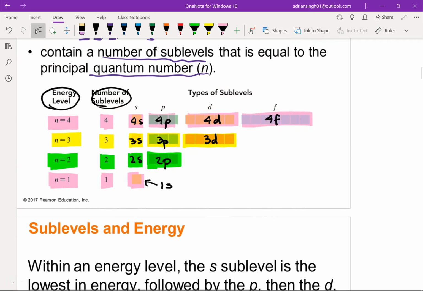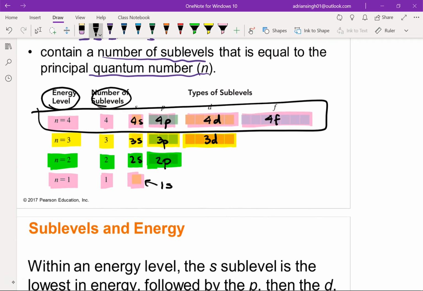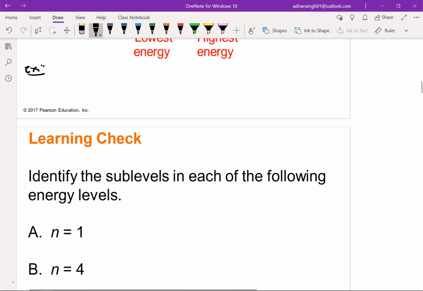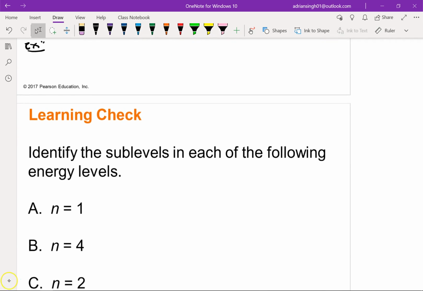So for example, in the fourth energy level, we can now say that the 4s is lower in energy than the 4p, which is lower in energy than the 4d, which is lower in energy than the 4f. And again, this sign here means lower than or less than. So that's how the energies of the sublevels change as we go from one sublevel to the next.